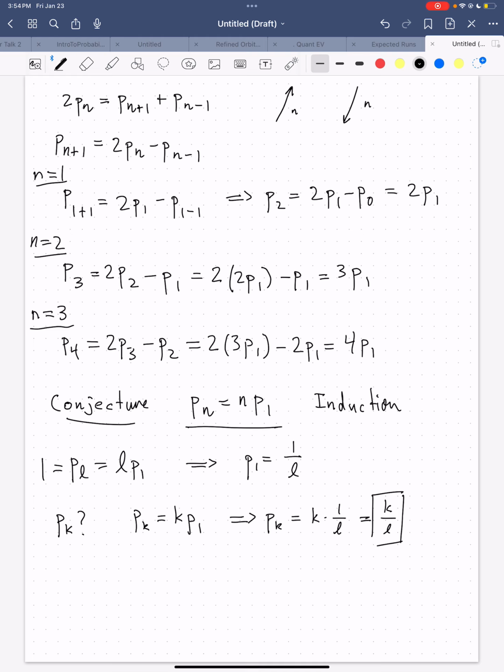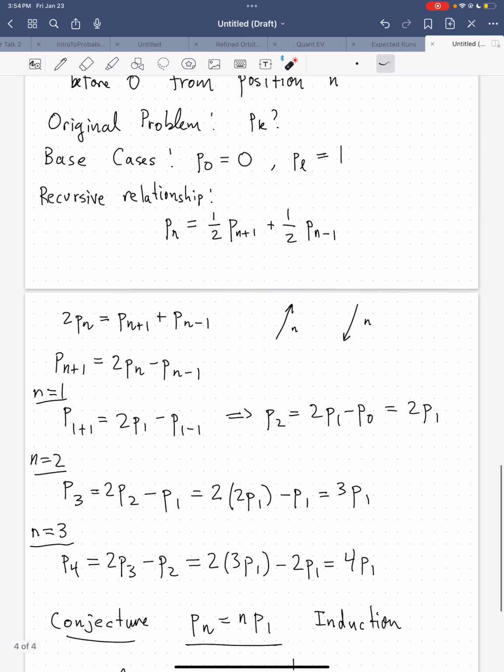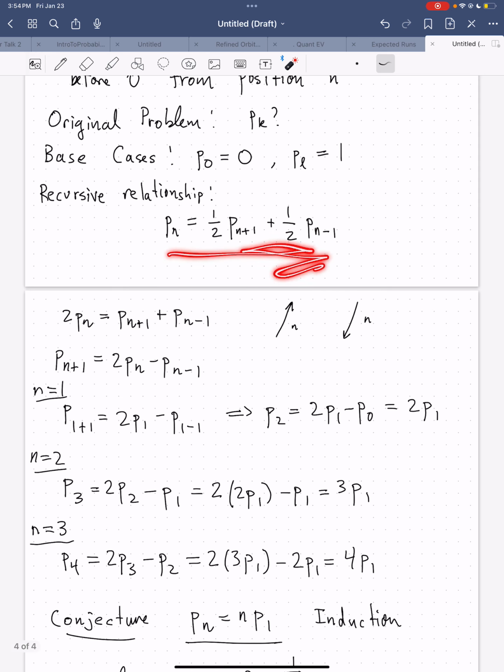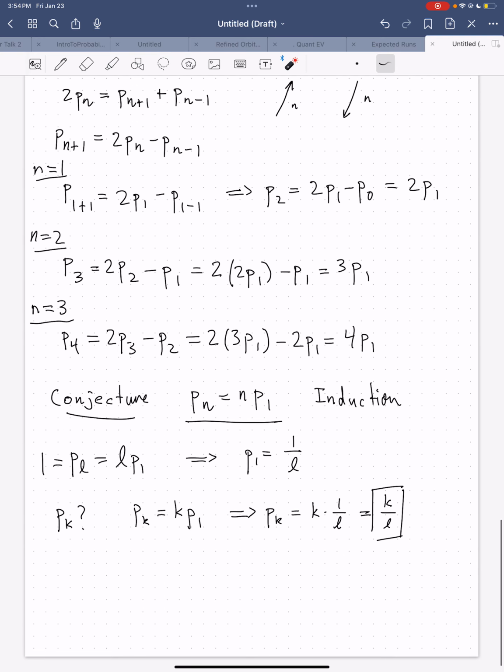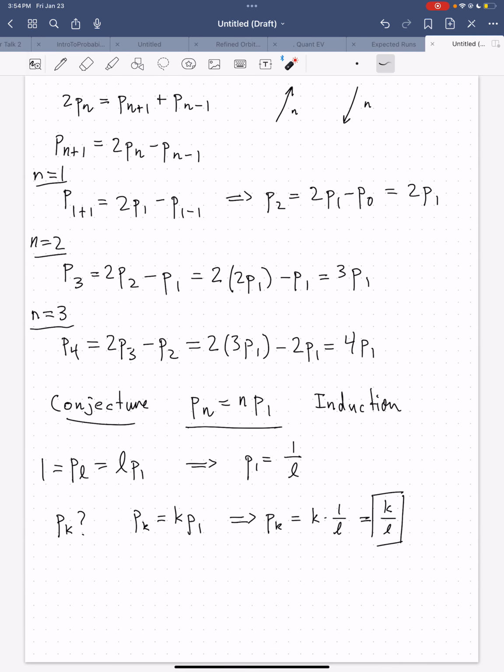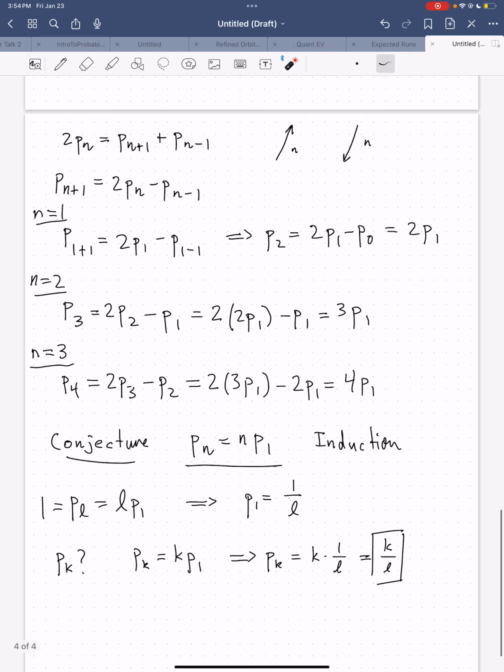So maybe as an exercise at home, you can try to prove this statement by induction and probably using this recursive relationship here. But yeah, that's a quick and easy way to figure out these sort of random walk questions. Let me know what you guys would like to see next.